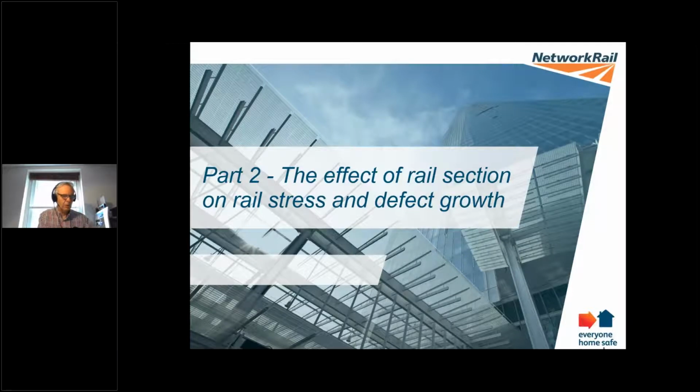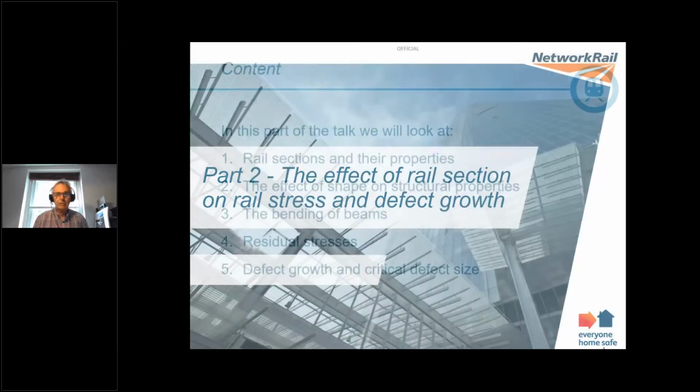So part two, we're now going to have a look at the effect of the shape of rail section on defect growth. And there's a little exercise in here. If you've got a sheet of A4 paper handy, you can have a go at the exercise. This is really trying to illustrate what's going on.